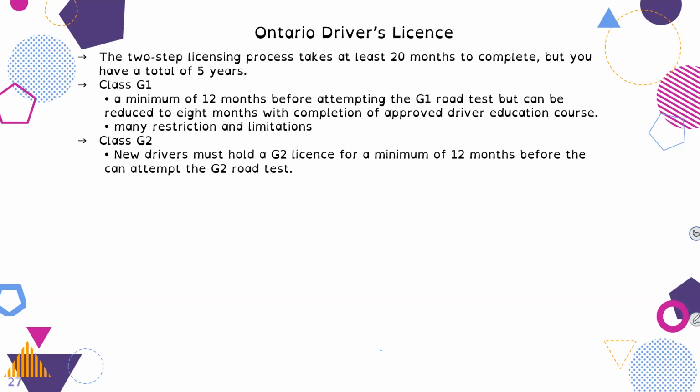Once you pass your G1 road test, you get your class G2, which means you now have to have your G2 license for a minimum of 12 months. This you can't reduce before you can attempt your G2 road test. Then you get your final G, which is your full license. There are fewer restrictions on your G2 than your G1, but there still are some as opposed to your full G license.